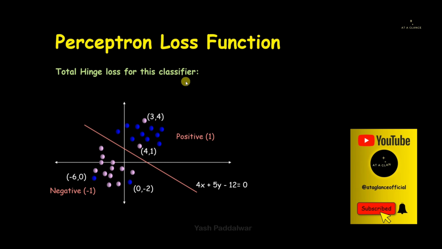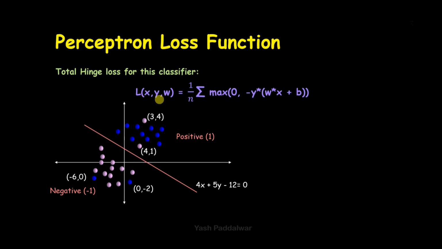The formulation is given by this: L of x, y, w, which is the loss function, is equal to 1 by n. Here n is the total number of data points present in both the classes, and this 1 by n is multiplied by the sum of the loss associated with every single data point present in both the classes. In this case, we can clearly see that we have a total of 26 data points. That is why we have written 1 by 26 in place of 1 by n.